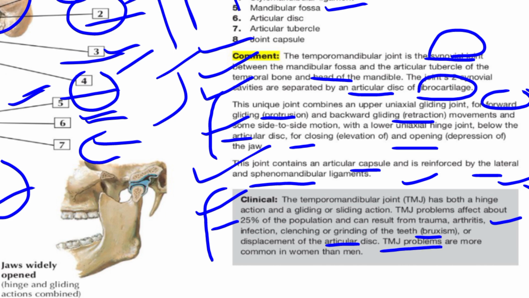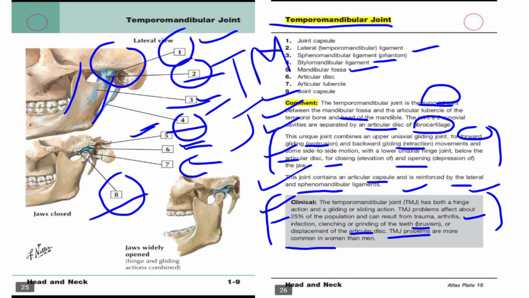And remember, TMJ problems are most common in women than men. In this lecture, I discussed the temporomandibular joint, its labels, what type of joint it is, and its clinical aspects. Thank you.